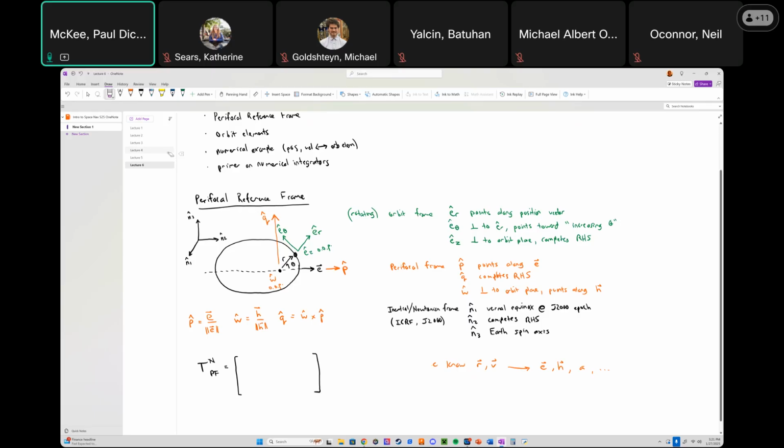So now we still need someone to help me bring it home. We've got some position vectors, but we want the attitude transformation matrix from the Newtonian frame to the perifocal reference frame. So how do we get there?